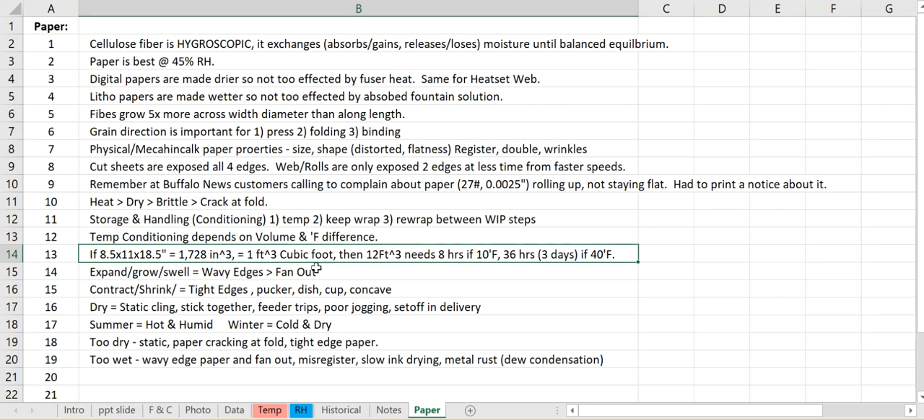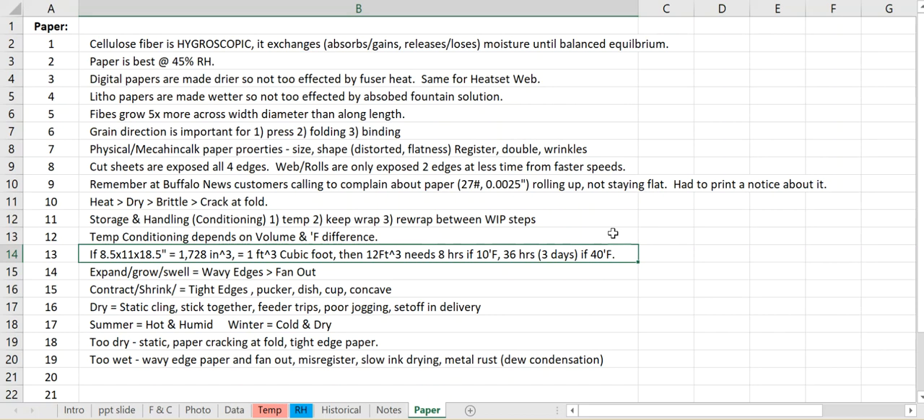Those cubic inches become 1 cubic foot. So if I have 12 cubic feet and the temperature difference is 10 degrees, I've got to wait 8 hours for that volume of paper to acclimate. If the temperature difference is 40 degrees, I now have to wait 36 hours or 3 days for the paper to temperature acclimate. Now, 40 degrees is not an impossible thing here.